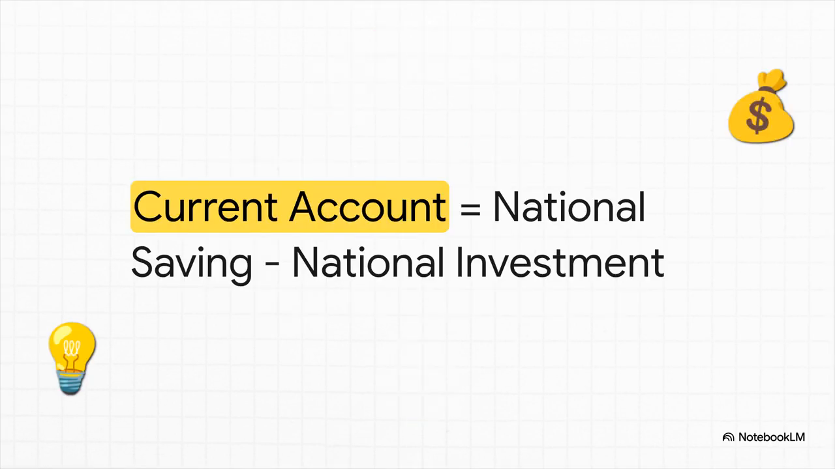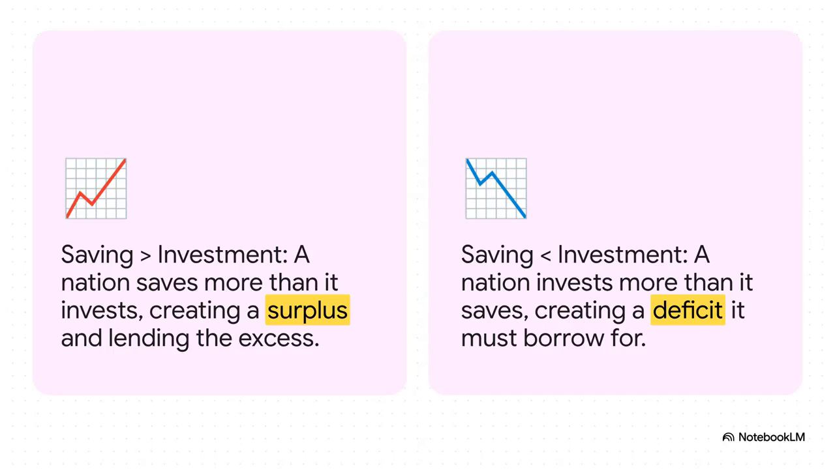And this is the key. It's this simple but incredibly powerful formula. A country's current account, basically its trade balance, is equal to its national savings minus its national investment. It's this internal tug-of-war between saving and investing that actually determines a country's entire financial position with the rest of the globe.